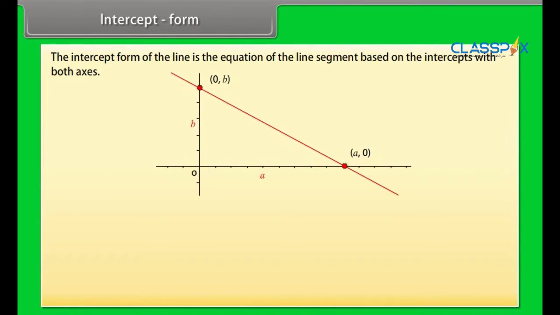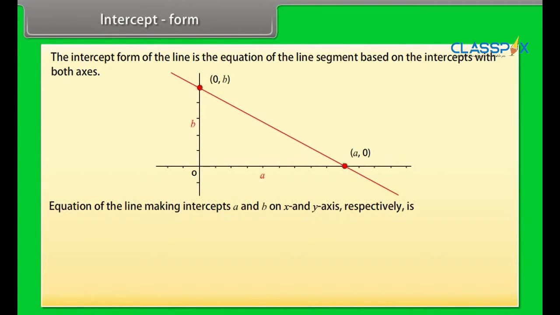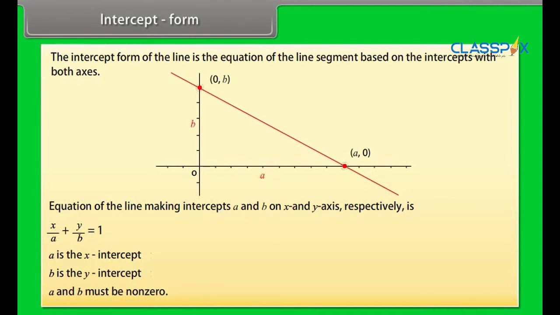Intercept form. The intercept form of the line is the equation of the line segment based on the intercepts with both axes. The equation of the line making intercepts a and b on the x and y axis respectively is x by a plus y by b equals 1. a is the x-intercept, b is the y-intercept. a and b must be non-zero.